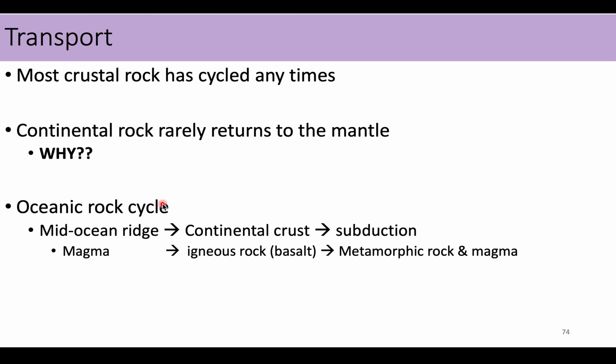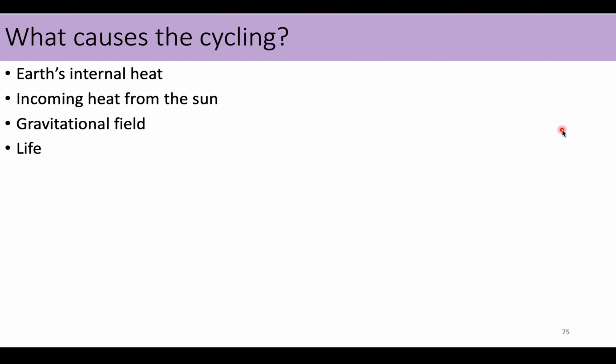Oceanic rock, however, does follow a common cycle. So we would have a mid-ocean ridge where we have magma. That is going to eventually solidify into oceanic crust, which will be an igneous rock, and then that igneous rock will subduct, and that subduction might cause some metamorphic rock due to very high pressures and temperatures, as well as magma, which will then rise up again and create igneous rock on the surface of the earth. So there's a lot of cycling on our earth, especially in the crust.